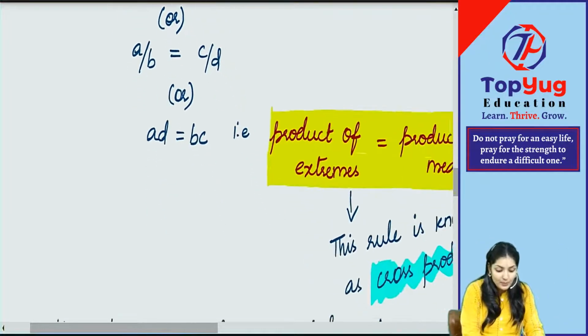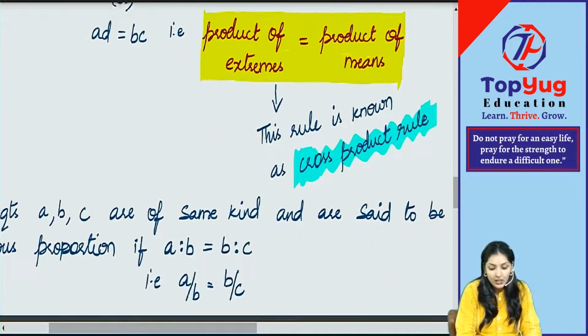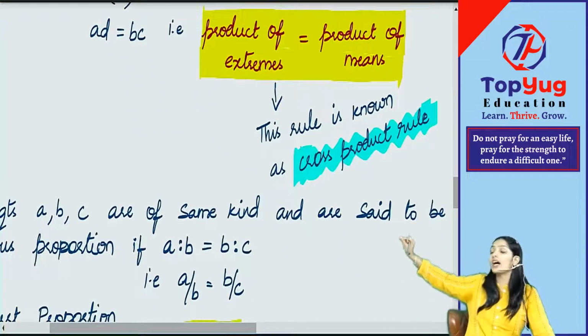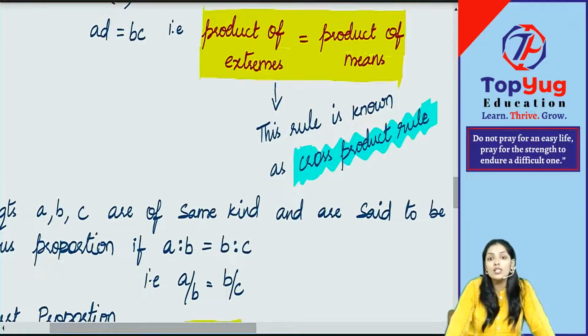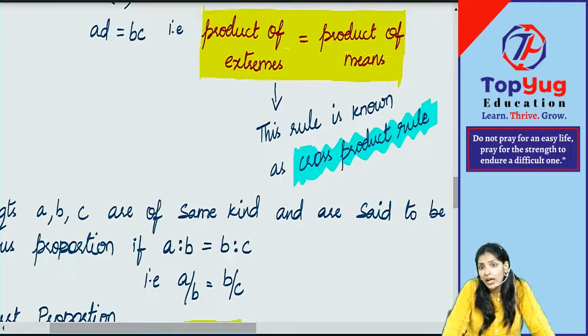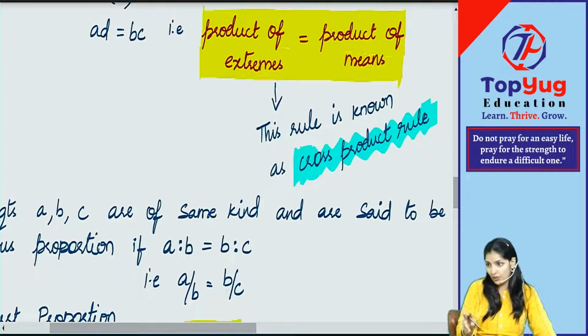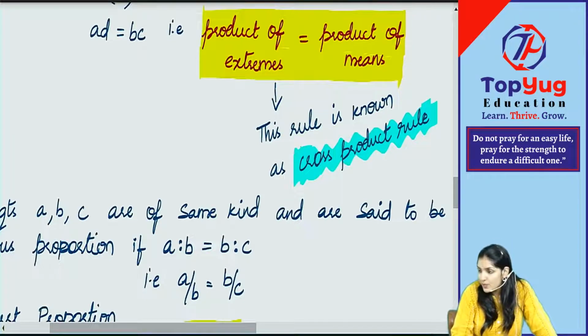So this rule is known as the cross product rule, which I have already highlighted. Cross product rule, very important for MCQ. Am I clear? So minimum you need to have two ratios. And A, B, C, D are said to be in proportion only if they satisfy the cross product rule. Is this point clear?